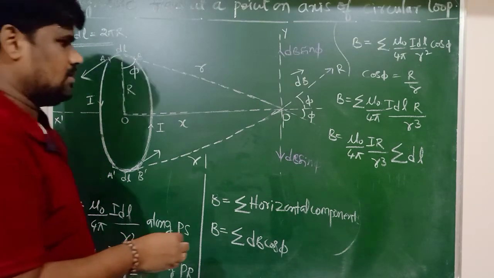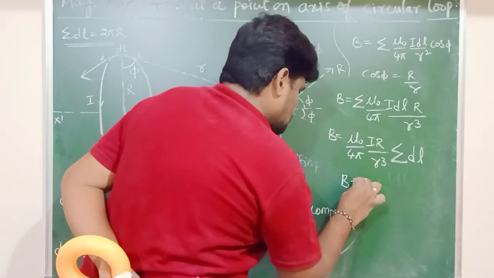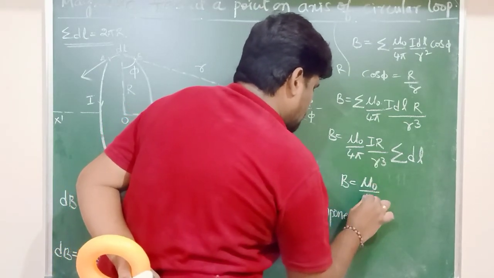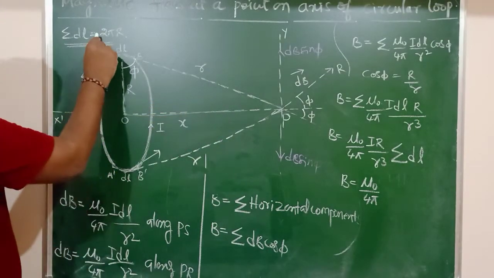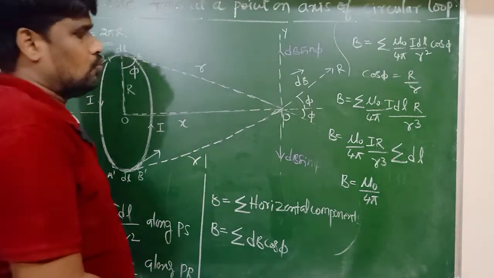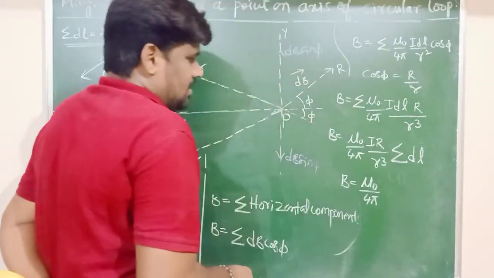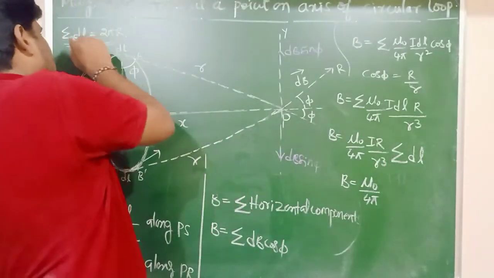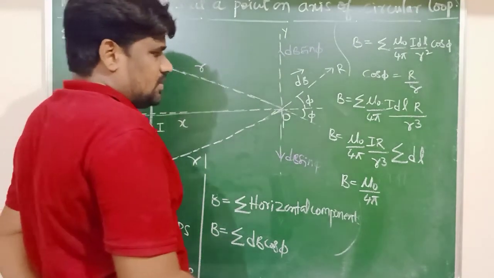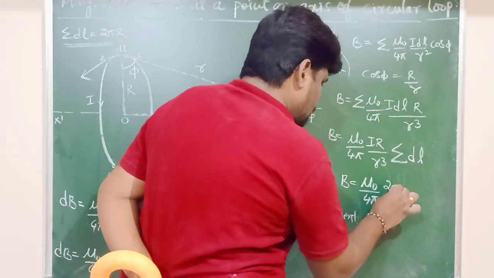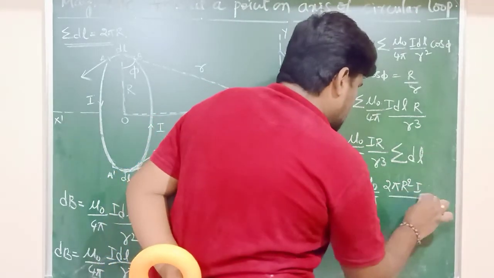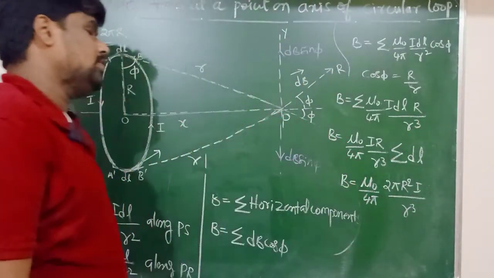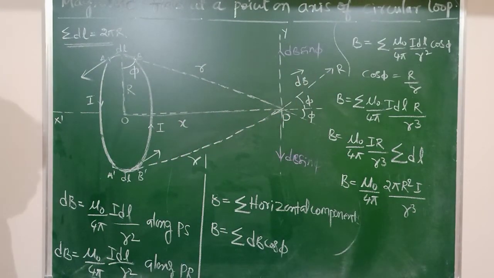Substitute there. B equals mu naught divided by 4 pi. Summation of DL is 2 pi r. Here already I is there, and one more term of r. If you substitute, it will be 2 pi r into r square I divided by R cube. B is equal to mu naught divided by 4 pi, 2 pi r square I divided by R cube.